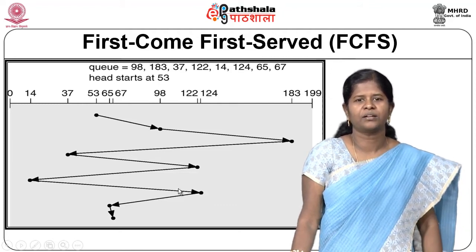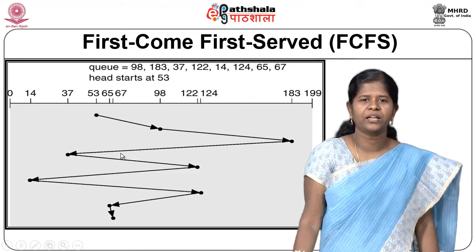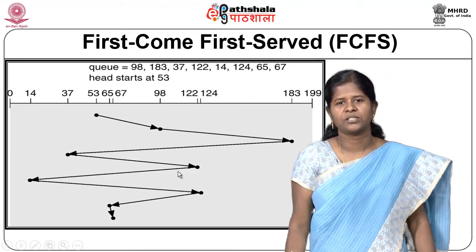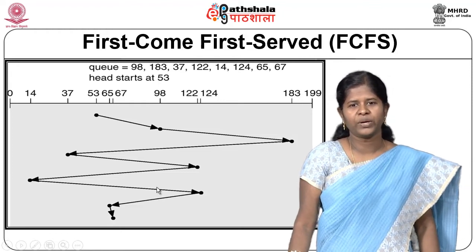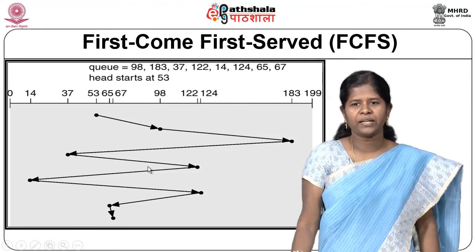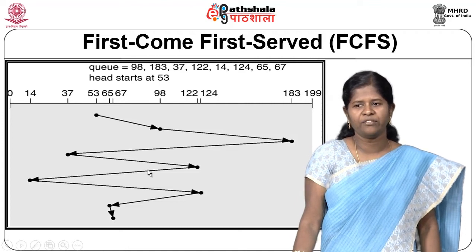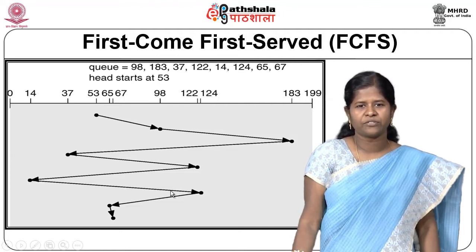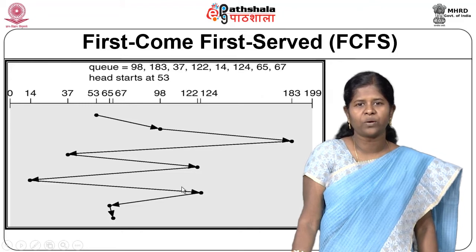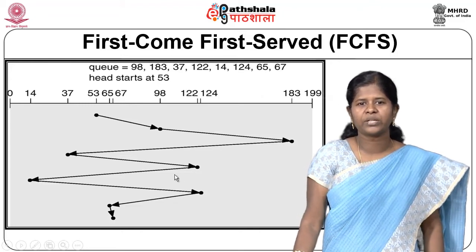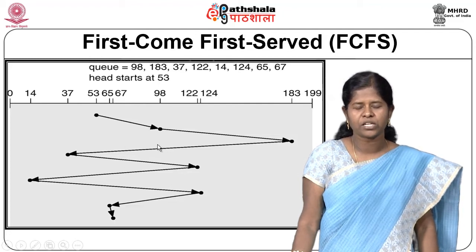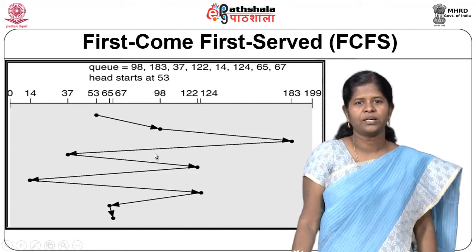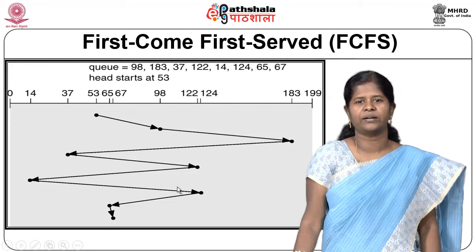So, here you see that the head is moving a lot, back and forth. So, rather than doing this, if the head is moving only close to the current head position, and if it is servicing all requests that are close to the current head position, then you can reduce the seek time.